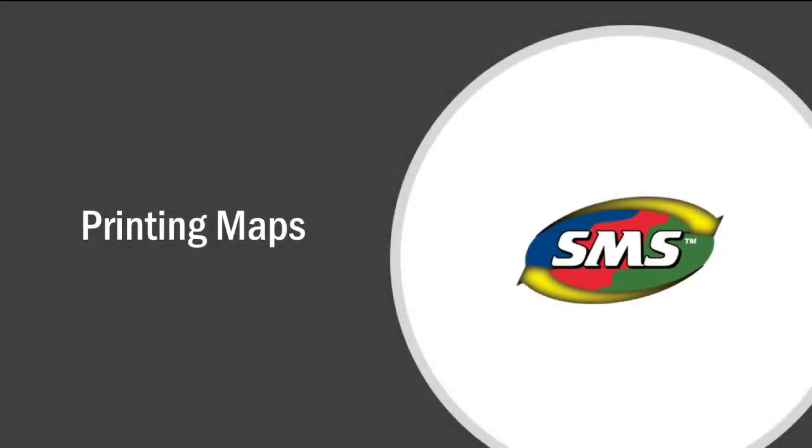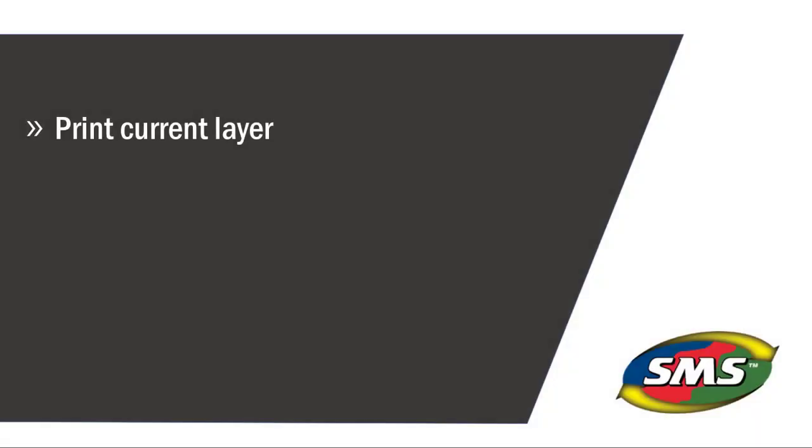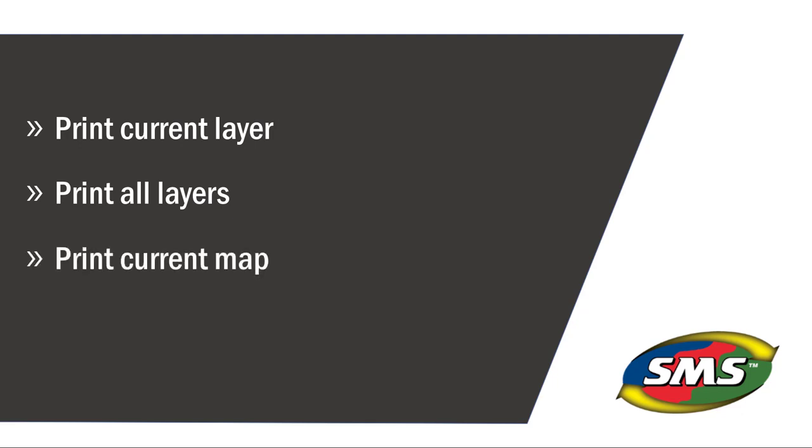In this tutorial, you will learn about the three main print layouts in the SMS Desktop software: Print Current Layer, Print All Layers, Print Current Map, as well as each of their output options. All three of these options will print your data using a default print layout. If you would like your layout to be customized and have the ability to save it, you will want to create a custom layout, which is detailed in a separate tutorial.